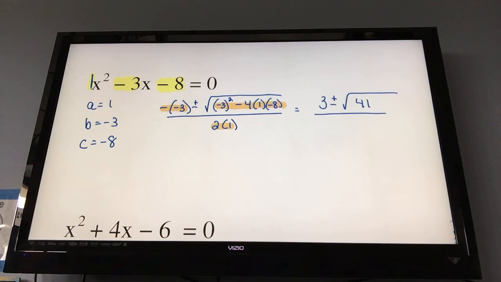And then my third calculation is that denominator, 2 times 1. Then we take a look at that 41, and I go through these questions. Is it a perfect square? 41? No. Does 41 have a square factor? No. So I'm done. That's my answer.